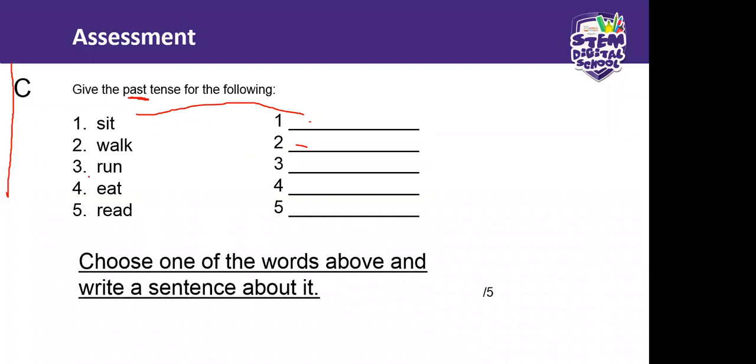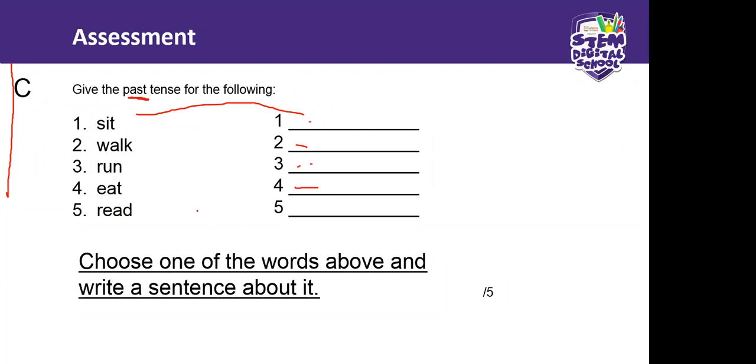Okay, now number 3. I want now the past tense for run. This run, I run. Every day I run. Yesterday I, then you write the past tense here by number 3. Okay. Number 4. The past tense word for eat. If I say every day I eat, then what will you do yesterday? Give me the past tense for eat, number 4.